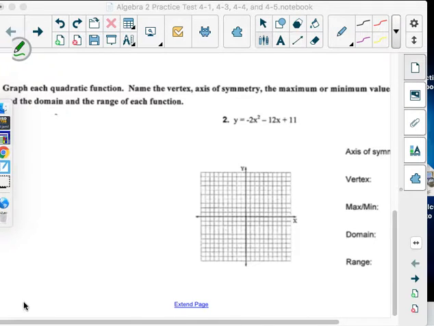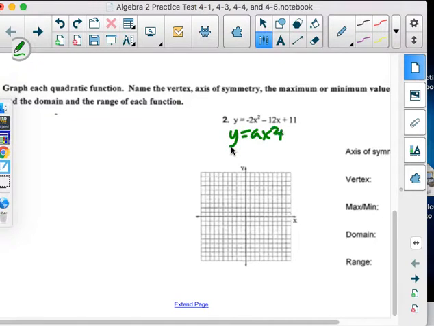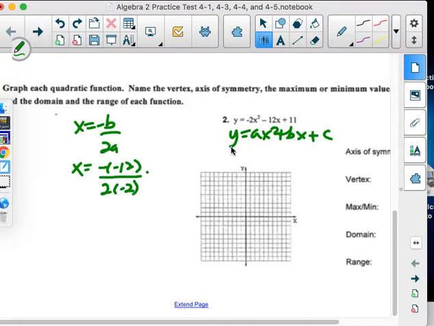So we're graphing this quadratic, and I realize this is in standard form. To find the vertex, when you have a quadratic in standard form, we use negative b over 2a. So this will be the negative of negative 12 over 2 times negative 2. Well, that's going to be 12 over negative 4, which is negative 3. So that is our x-coordinate for our vertex.